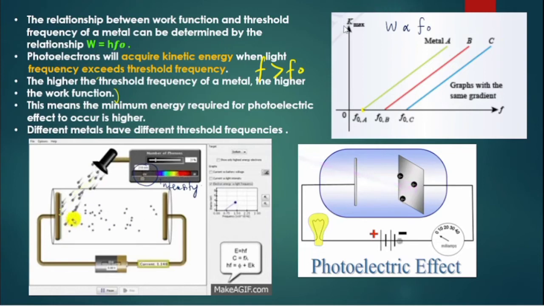So this is the graph of K max against frequency for different types of metal A, B, C. As you can see, these lines are parallel, meaning they have the same gradient. All the lines here intersect the x-axis at one point that we call the threshold frequency of the metal. So from here we can say the threshold frequencies of A, B and C are not the same. So it depends on the type of metal.